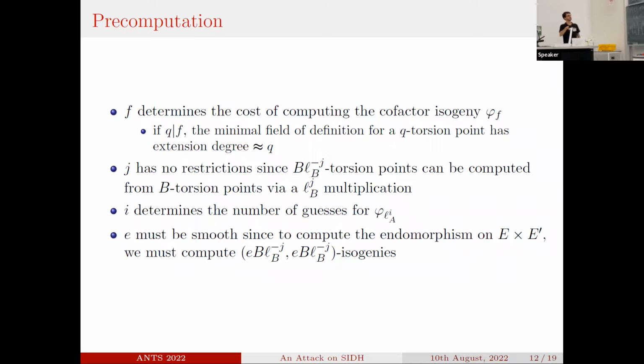So to compute these isogenies, we move from an elliptic product to the Jacobian, and then on the Jacobian we compute E-isogenies using known algorithms. Then to map from the Jacobian back to the elliptic product, we again use 2-isogenies. That's the reason why we can generalize and increase the pool of smooth factors for our cofactor isogeny.